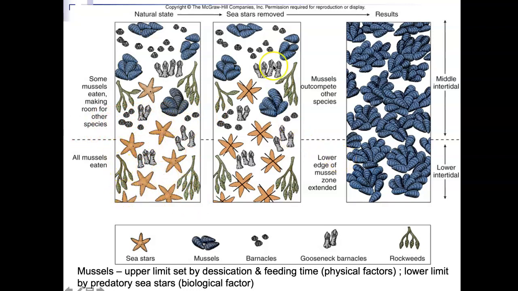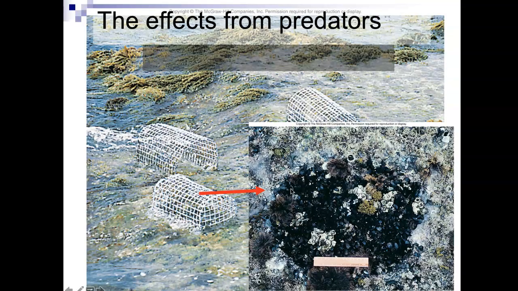So what ended up happening is when you removed all the sea stars from an area, the mussels would simply outcompete and competitively exclude all of these other organisms, creating this monoculture of mussels. And that really limited the biodiversity in that area. So in this case, our sea stars, remember, are our keystone predator. And we'll talk about this in a minute.